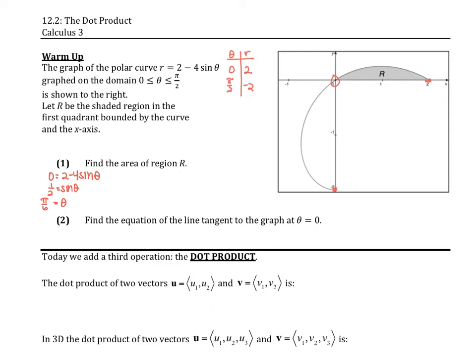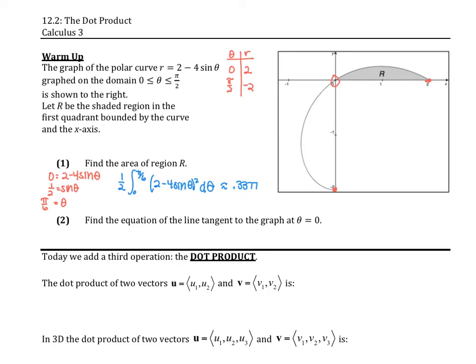So now to set up my integral, I have 1/2 from 0 to pi over 6 of (2 minus 4 sine theta) squared d theta. I can type that into my calculator, and in doing so, I get approximately 0.3377.